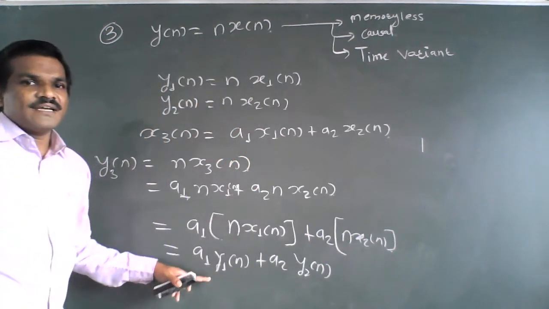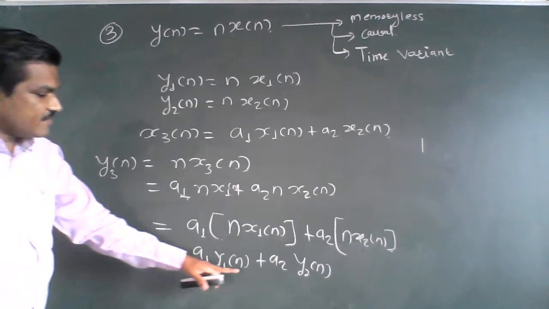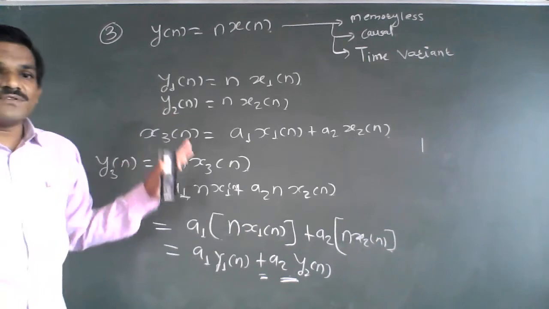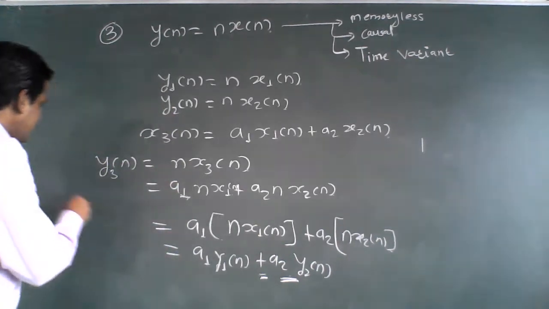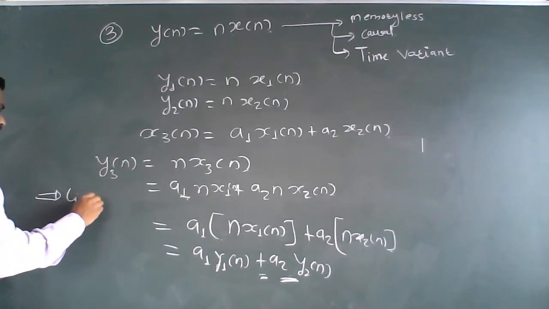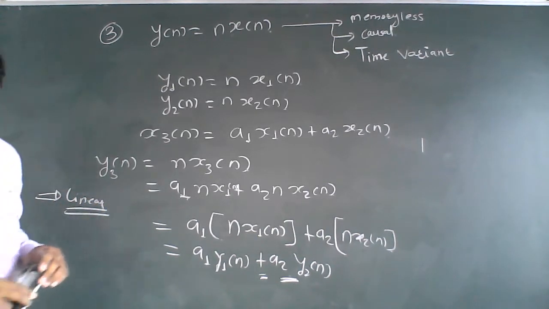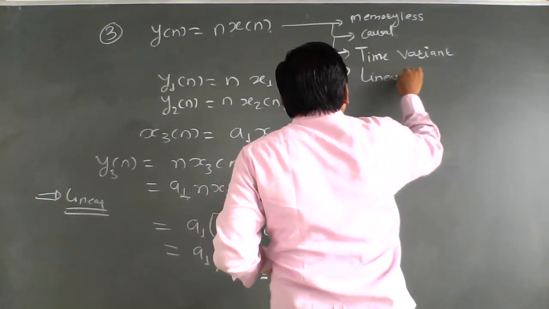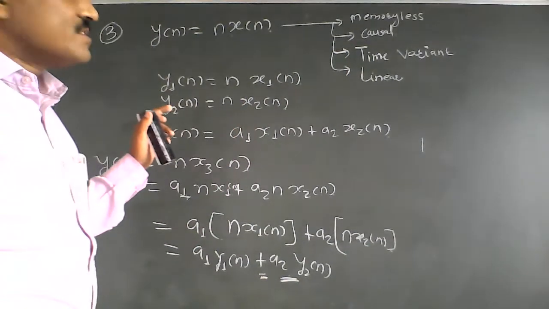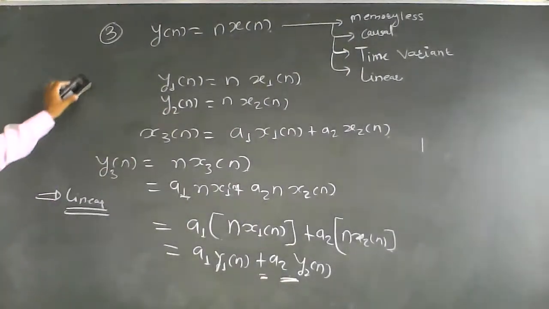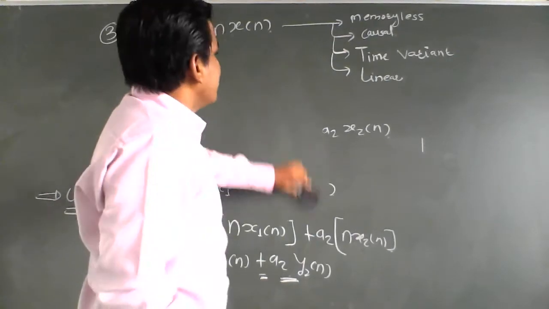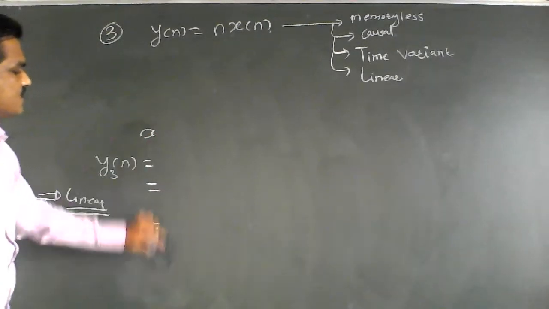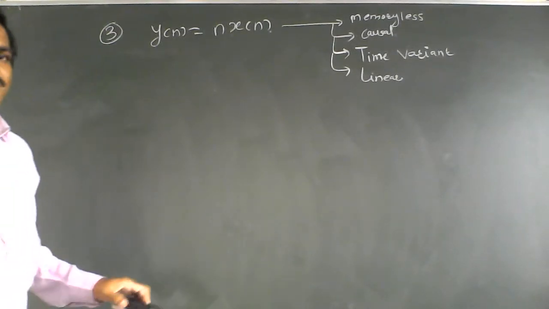This implies that the system follows the additivity property as well as the homogeneity property. So it follows the superposition principle, and the system is a linear system. Fine. Now we have checked for linearity. Now we will check for the stability of the system. How do we define the stability of the system? If we provide a bounded input and it gives us a bounded output, we call the system a BIBO stable system, bounded input, bounded output.